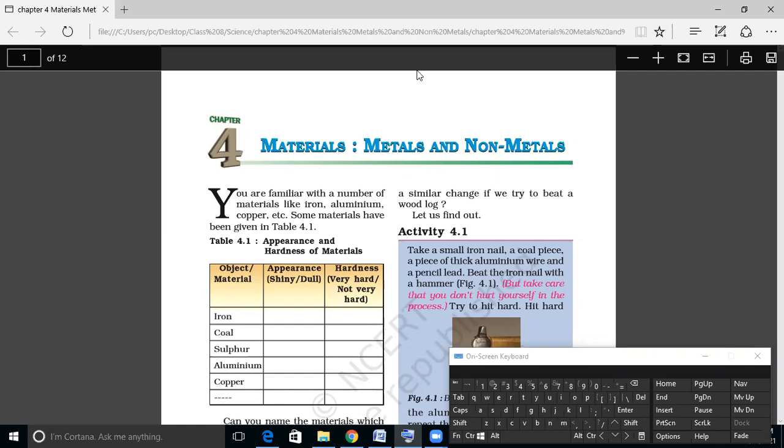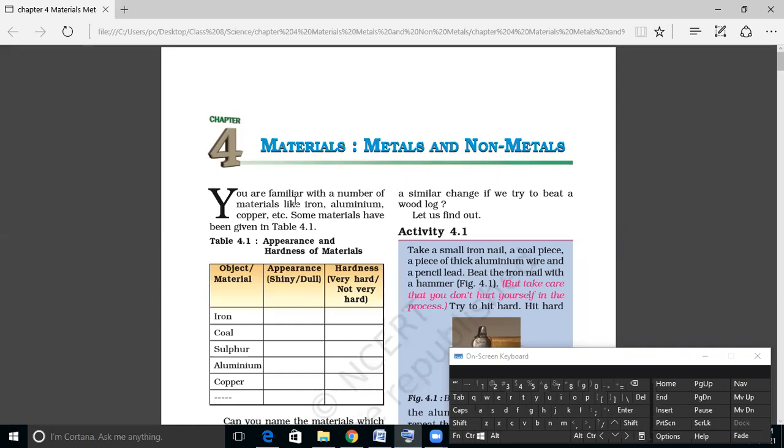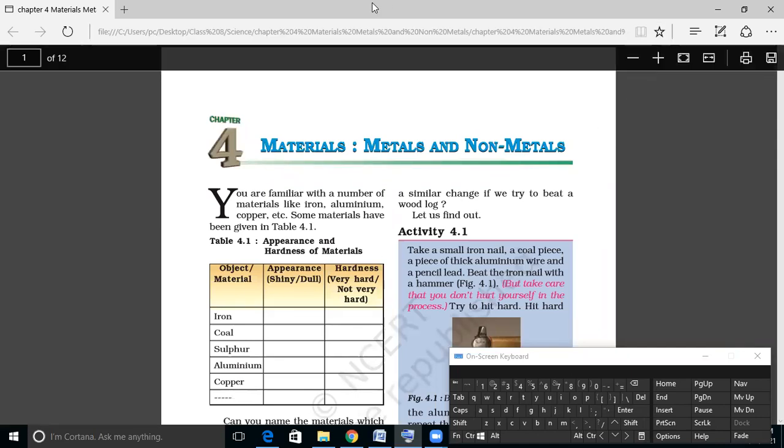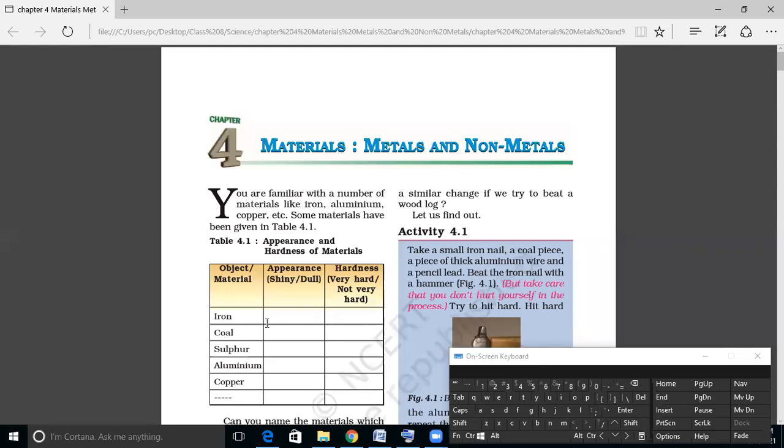Materials, metals and non-metals. Now we are familiar with a lot of materials like aluminium, iron, copper, etc. So they have given a list of those materials. Now based on their appearance and hardness of these materials, we need to classify them.